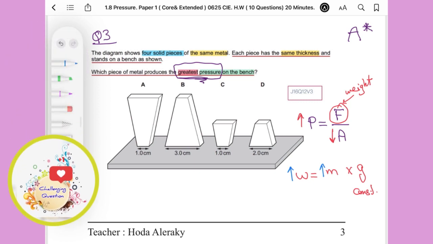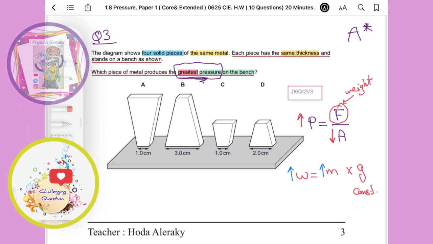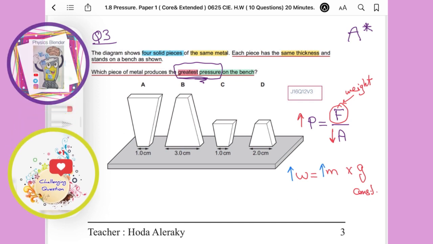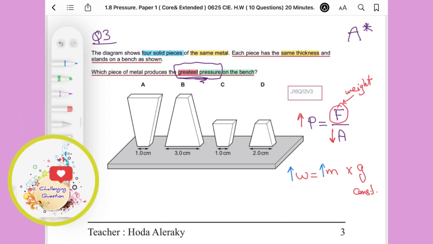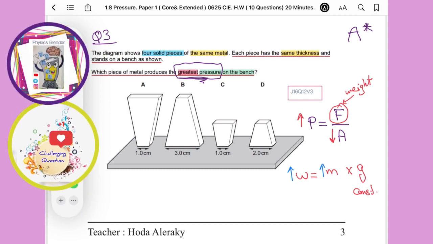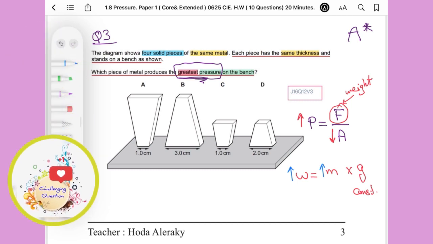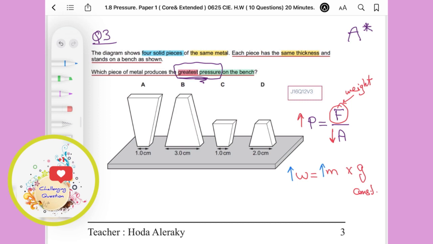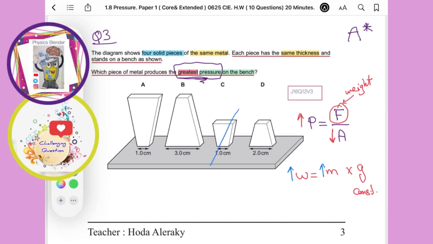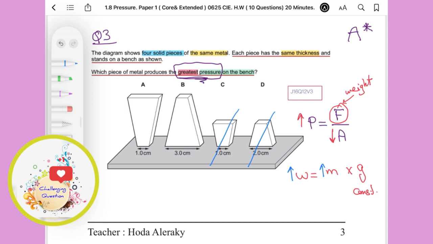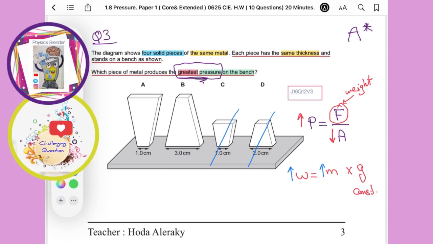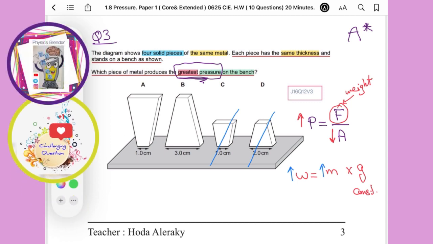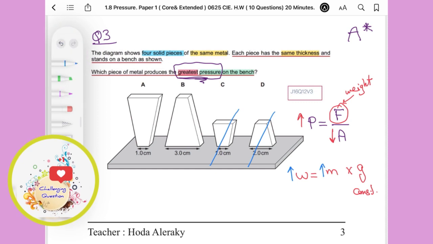What are the objects which have more weight and more mass? Back to basics. What do we mean by mass? Quantity of material, the simplest definition: quantity of material in the object. So greater mass means greater weight, and it's clear that we have to exclude C and D. A and B have more quantity of metal, so they have more weight, so the force will be greater.